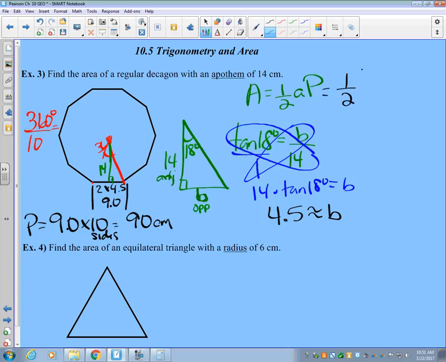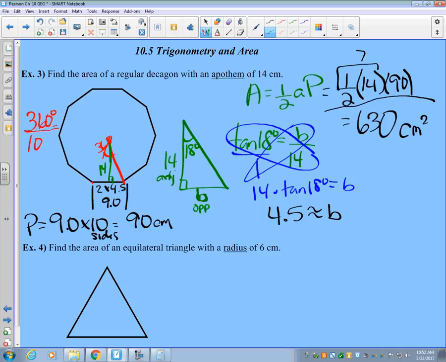A equals 1/2 ap. The apothem they gave us was 14. The perimeter they gave us was 90. Half of 14 is 7. 7 times 9 is 63. We just tack the 0 on the end, and that's 630 centimeters squared. So we like it when they give you the apothem. When you get the apothem, it's like, yay, Christmas, the apothem came. Here it is.